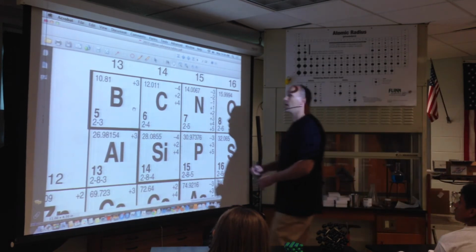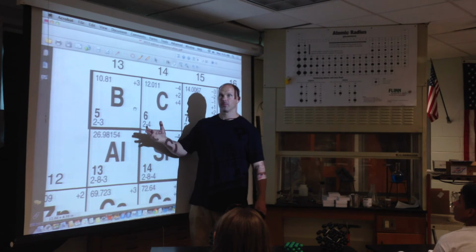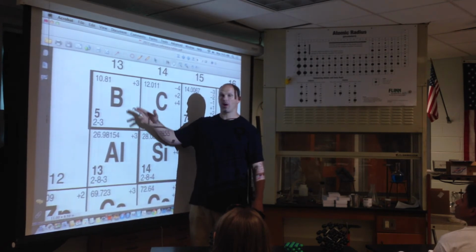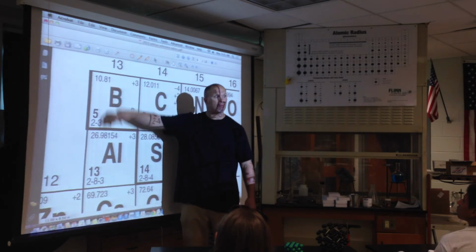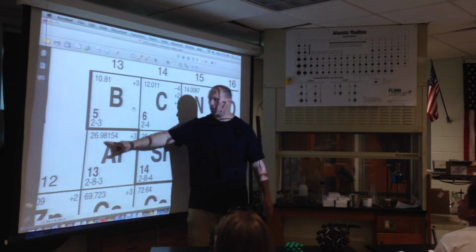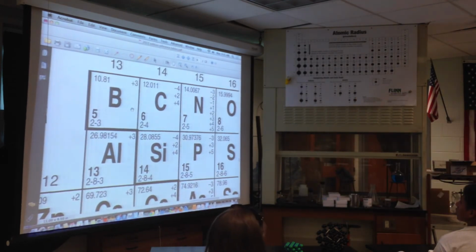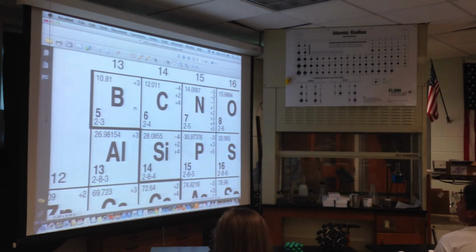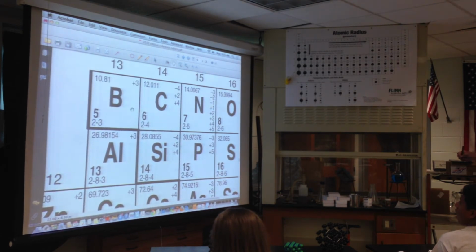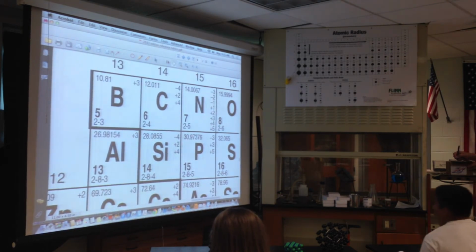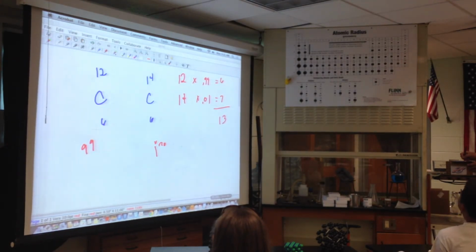What's the most abundant isotope of boron? Boron's most abundant isotope is 11. Most abundant of aluminum? Aluminum. Right. Okay. So because of the decimal places, it's because of the averaging of all the abundant isotopes using their percentages in nature. Can't say enough how important that concept is. That's why I spent a little bit of time on it.